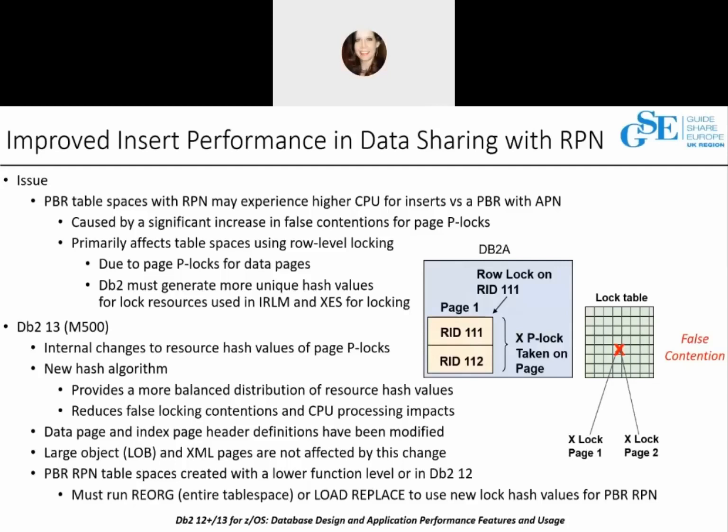And so there are some new internal algorithms that are going to allow less chance of false contention happening, because there'd be a more balanced distribution of hash values, and they won't have to take as many P-lock hash values.